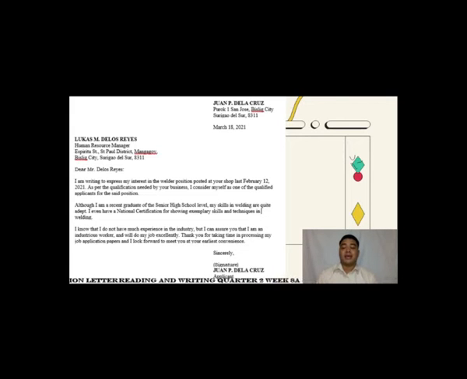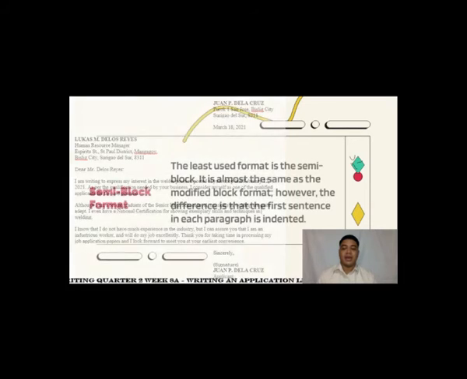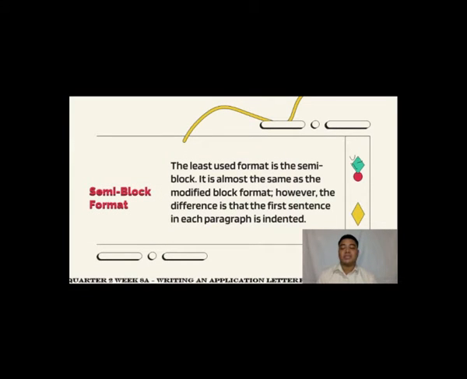And the first sentences of the paragraphs of the body are also not indented. The next we are going to talk about is the semi-block format. The least used format is the semi-block. It is almost the same as the modified block format. However, the difference is that the first sentence in each paragraph is indented. So basically, the difference is just the indentation on the body of the letter.